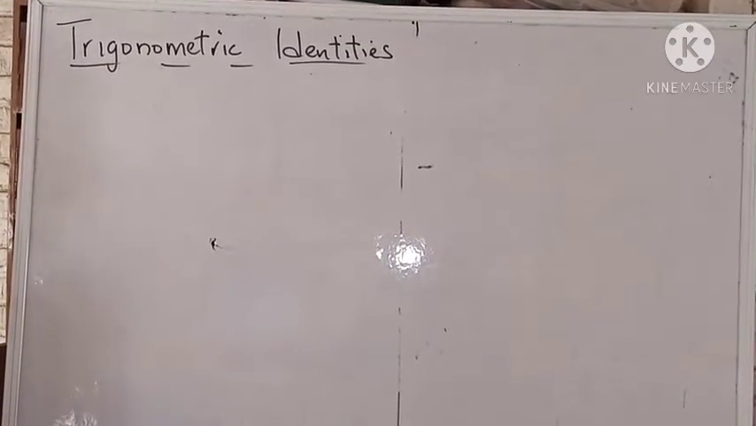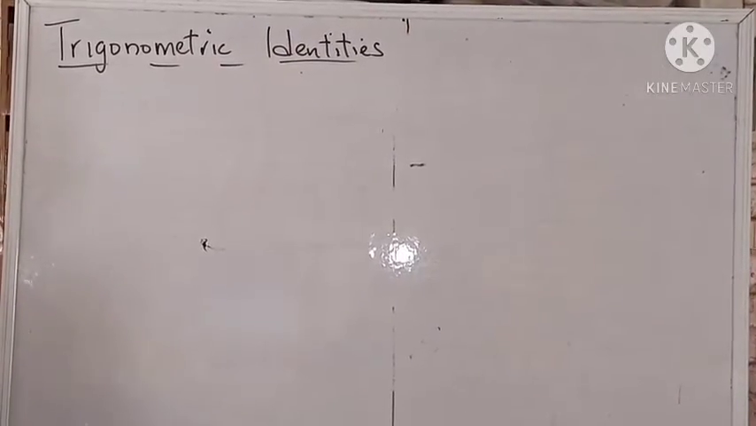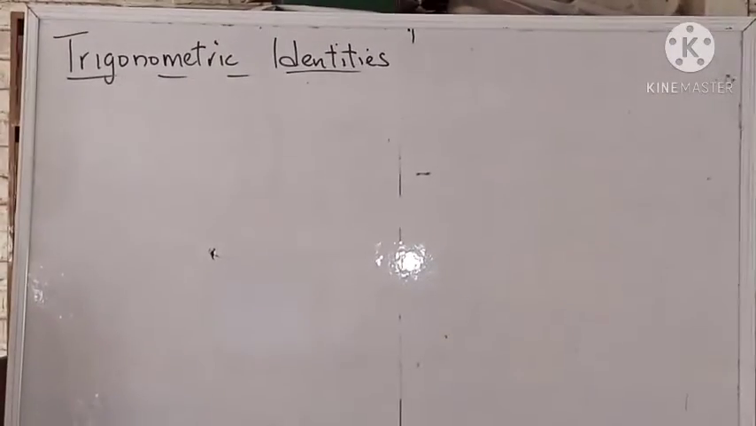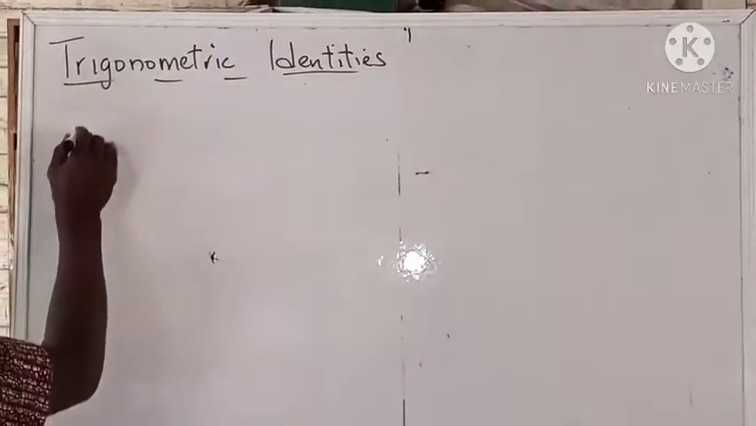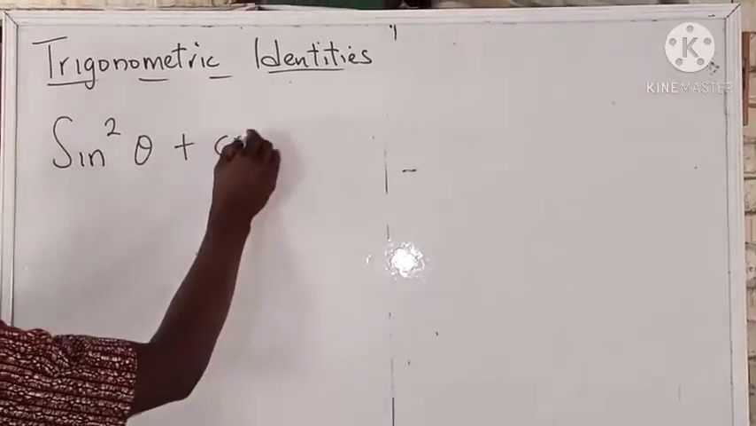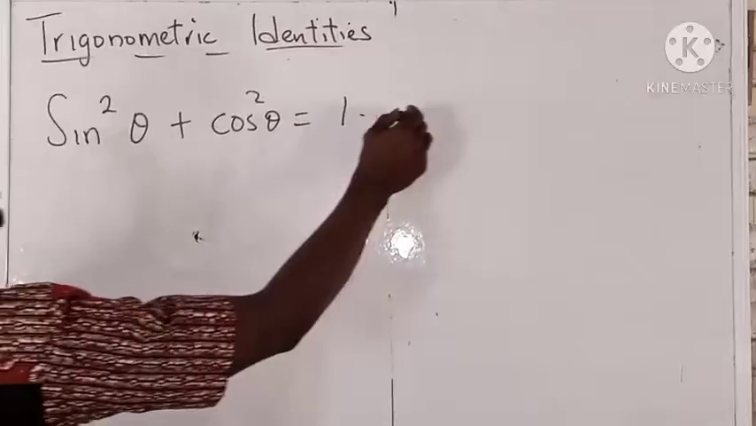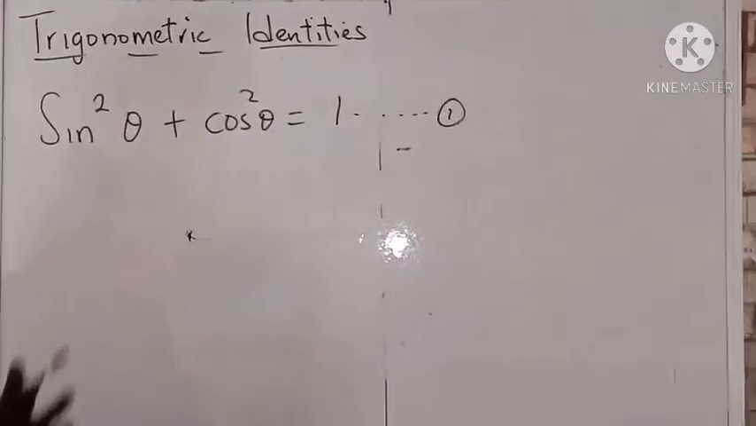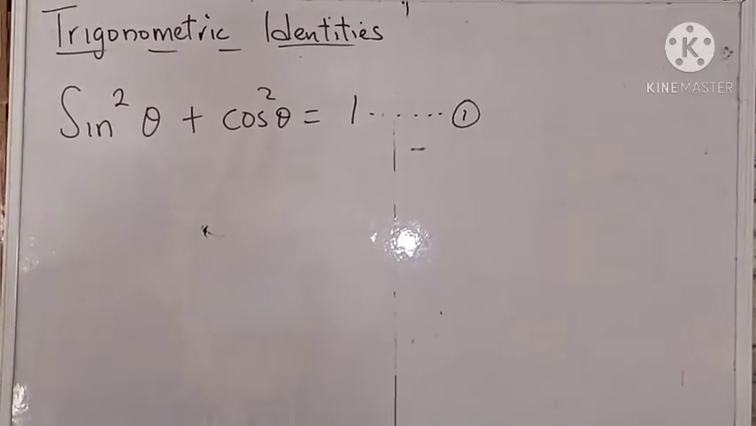We can now move into trigonometric identities proper. The first trigonometric identity you need to know states that sine squared theta plus cos squared theta equals 1. This is the first trigonometric identity. From this identity, we can deduce or form other identities.